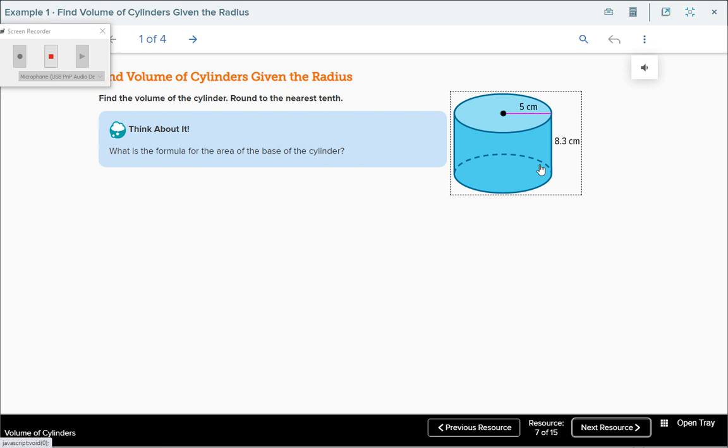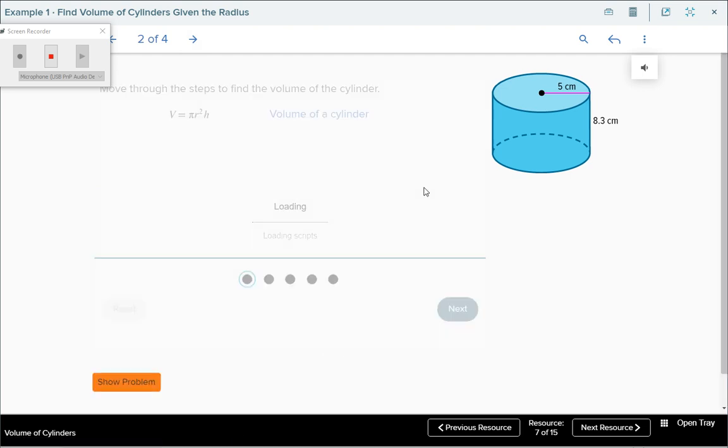Okay, now let's look at this figure. I'm given a radius here, so pretty much all I have to do when I'm using that formula is plug the numbers into the right places. What's going to go in place of the radius, the r? The 5. What's going to go in place of the h? The 8.3. That's the height of the cylinder, right? Okay, so we write our formula. Volume equals pi r squared times height.